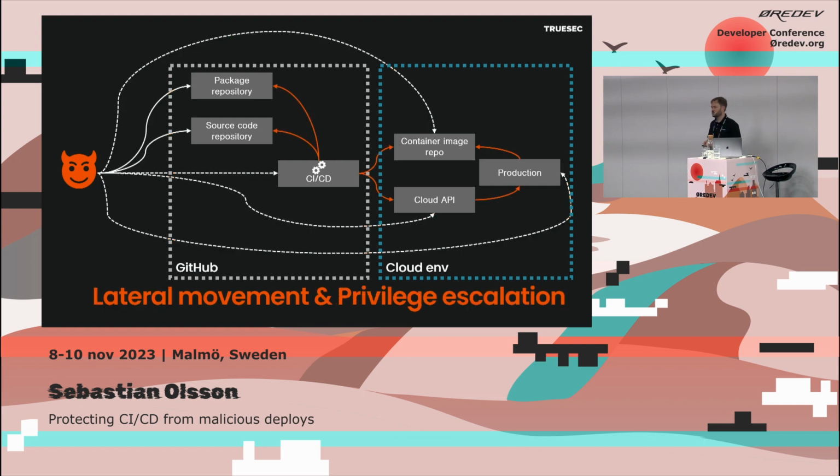The arrows in between are more related to what we talked about as lateral movement or privilege escalation. So those are more paths that we would leverage on our way to our end goal, which is to do something bad in the production environment in this case.